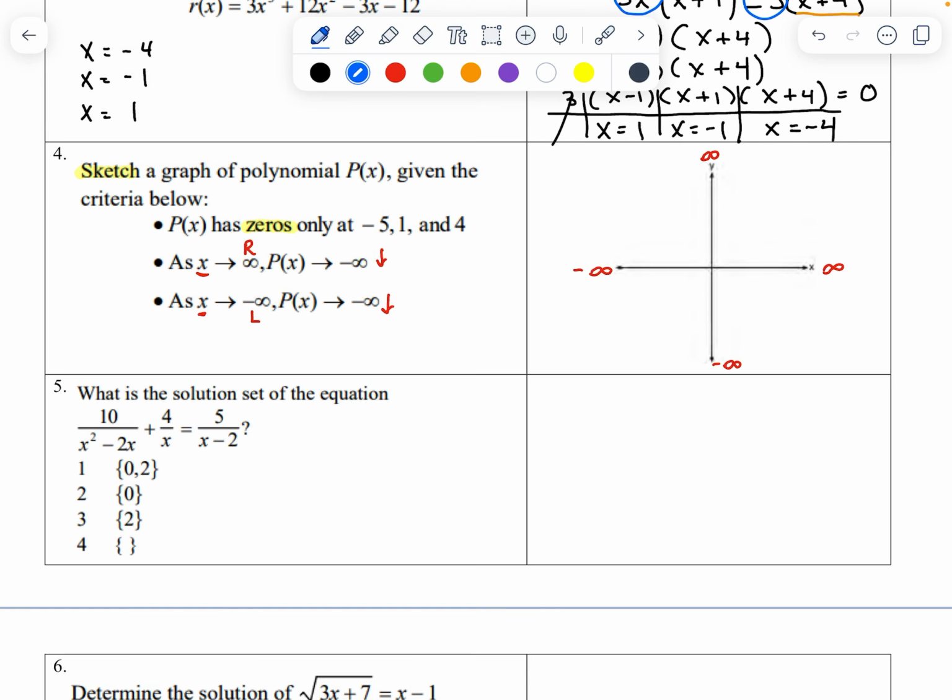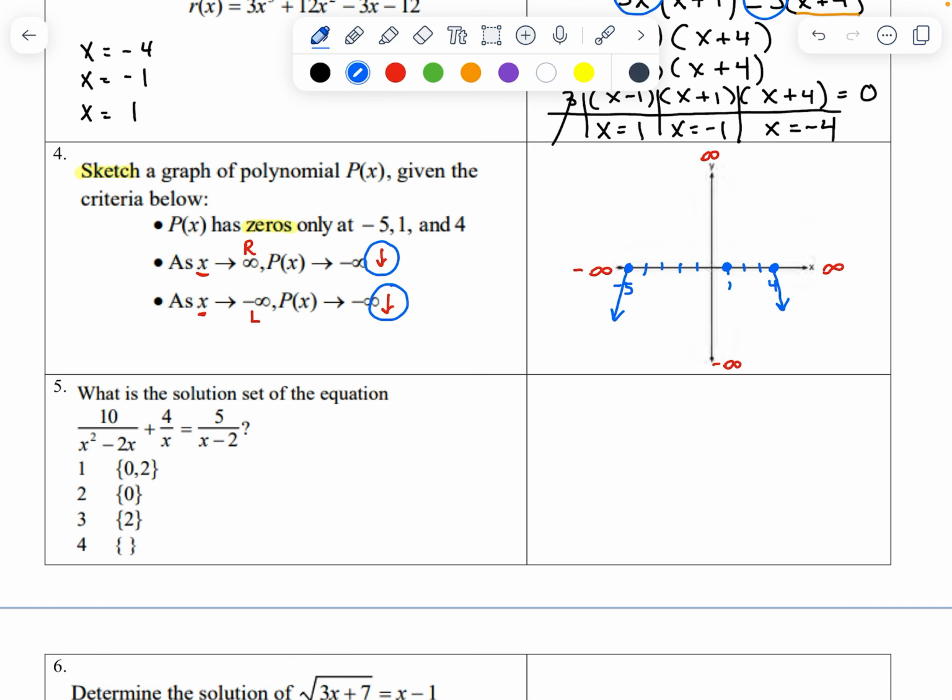I know that I'm crossing at 1. I know that I'm crossing at 4. And I know that I'm crossing at -5. Okay, it doesn't have to be perfect. But one of the things I know is that when I look to the right, my graph has to go down. And when I look to the left, my graph has to go down. So what that means is that my graph has to start and end going down. Okay?